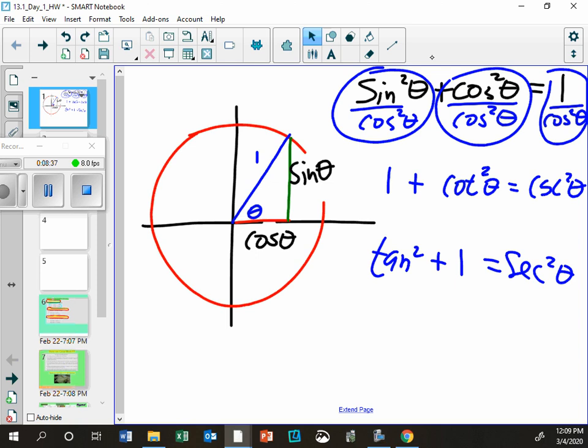So those three are the basis of almost any time you ever see a sine squared in a problem, you should be thinking, ooh, sine squared plus cosine squared equals 1. Just pull up that memory of like, ooh, I bet it has to do with this.